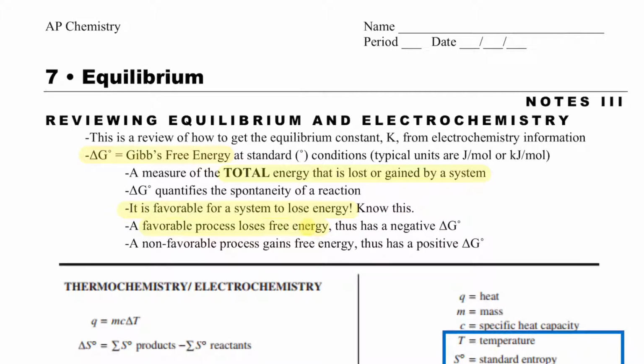We just talked about that, and thus it's going to have a negative delta G. And that's going to be referred to as spontaneous, and we will commonly write spontaneous as spon. And then a non-favorable process is going to gain energy, and that's going to have a positive delta G, and that's going to be non-spontaneous.